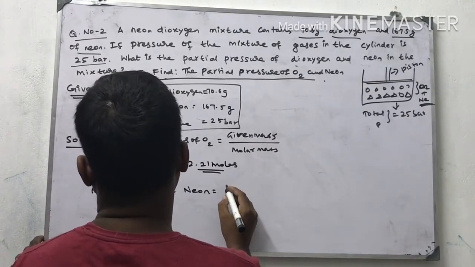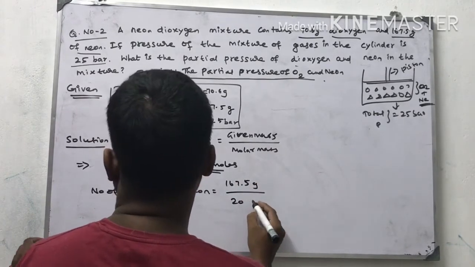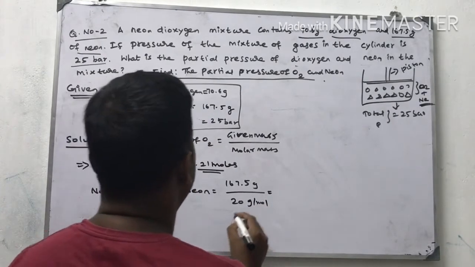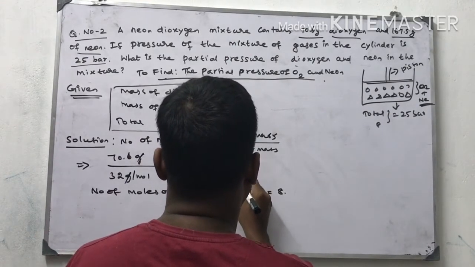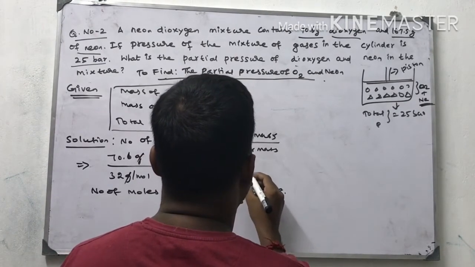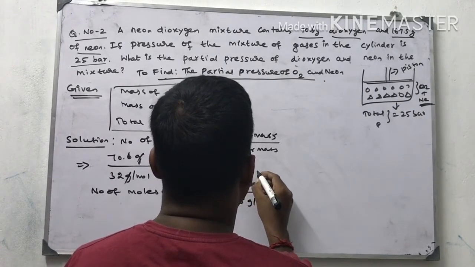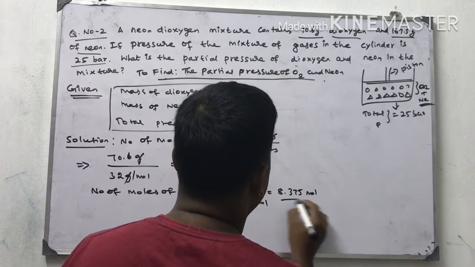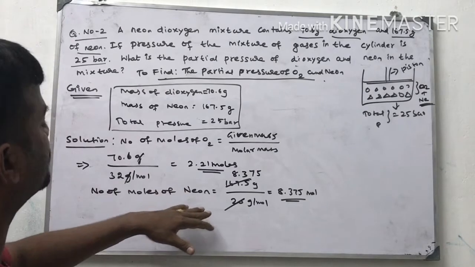That is 167.5 gram divided by 20. 20 is the molar mass of neon, gram per mole. We get the answer of 8.375 moles. So now I found the number of moles of oxygen and number of moles of neon.